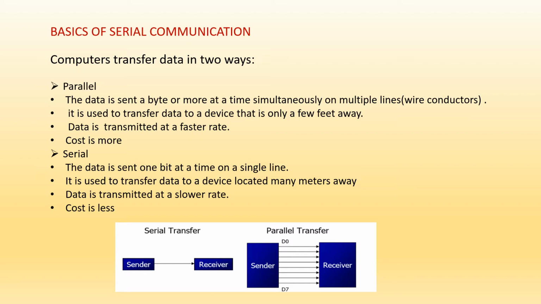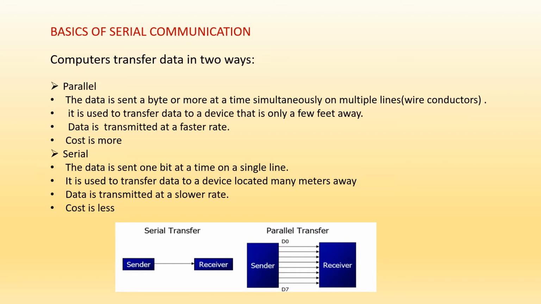Coming to serial data transfer, the data is sent one bit at a time on a single line. So between the sender and the receiver, there is a single line, and on the single line, the data is sent bit by bit. Serial transfer is usually used whenever the device is located many meters away. So if a computer wants to send data to another computer which is far away, we can use serial data transfer.